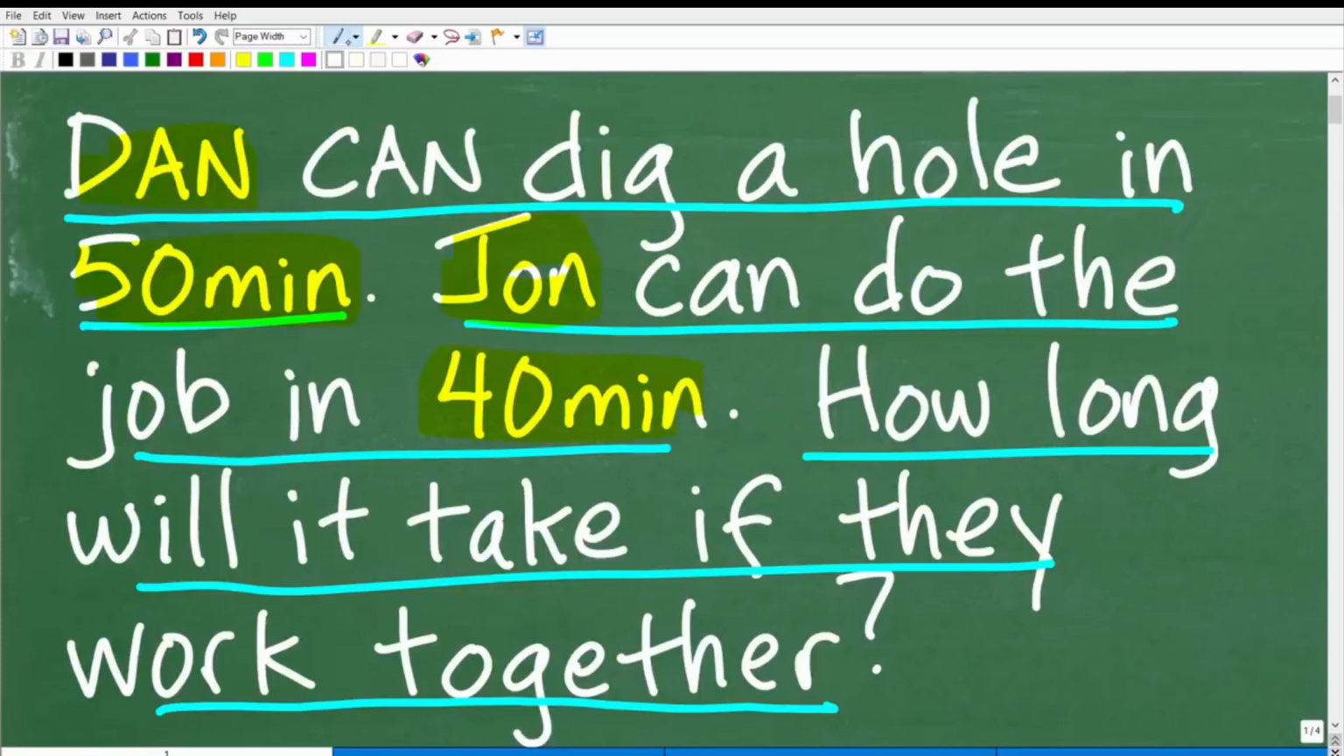What would be a common sense answer? What would you expect? Now, you don't have to have any kind of mathematical way to get your guesstimate, but it should be a lot quicker than 50 or 40 minutes, right? Obviously, if they're working together as a team. So let me go and show you the answer.